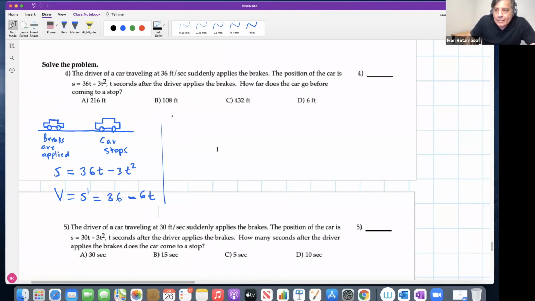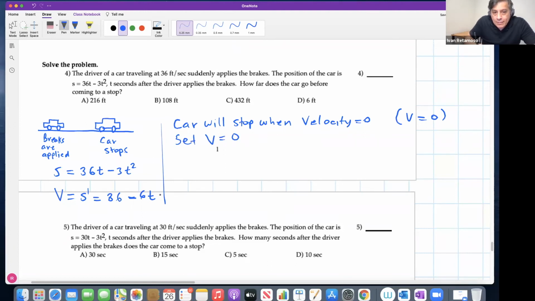But notice, guys, that the car will stop when the velocity equals 0, right? I have v as a function here, so we set this function equal to 0 to find out for which value of t the velocity will be 0 and therefore the car will stop. So let's solve for t.